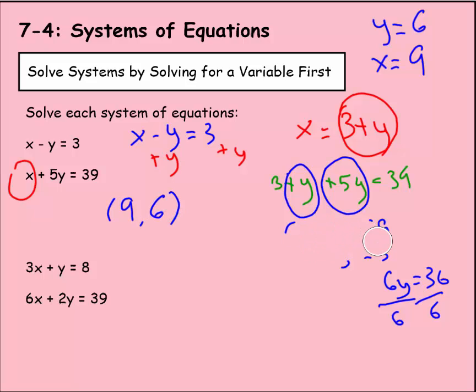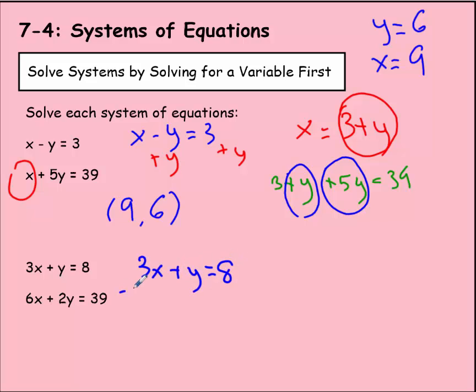Let's give myself some room here. Now we have 3x plus y equals 8, and then 6x plus 2y equals 39. Let's isolate that y variable first. So we have 3x plus y equals 8. I subtract 3x from both sides. So y equals 8 minus 3x. So now that I know what y equals, I can plug in 8 minus 3x for this y.